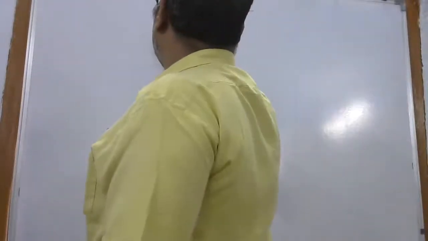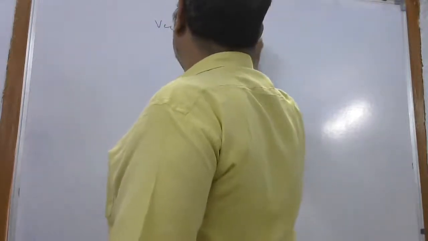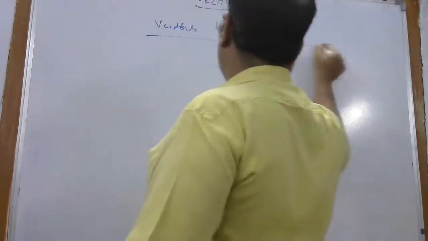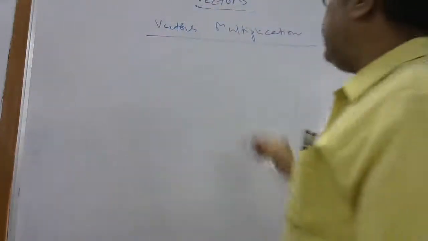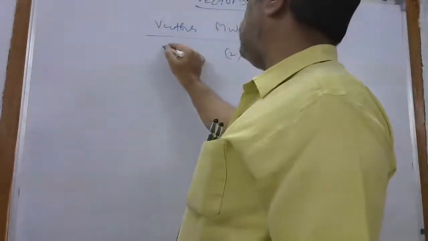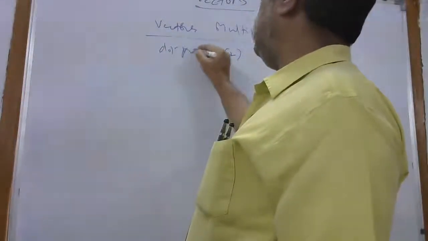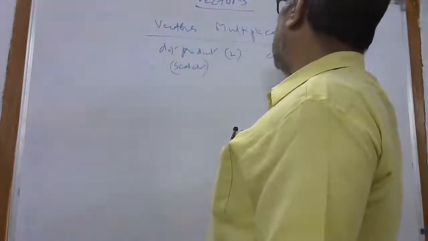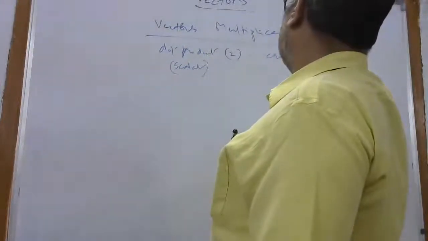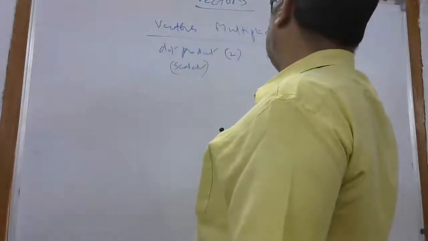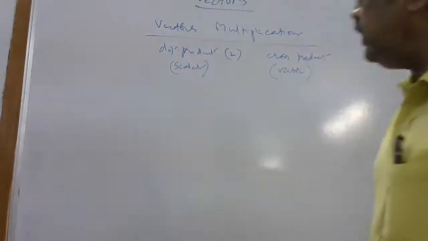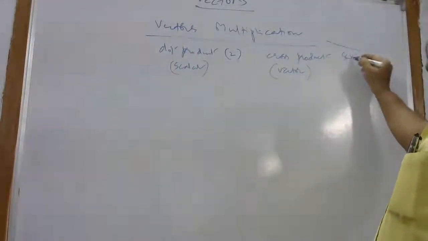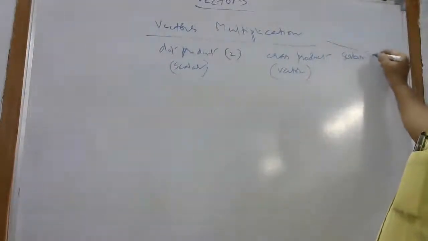Now we'll see multiplication of vectors. Already we have seen addition and subtraction. But for two vectors, there is a dot product, or product of vectors. This is called scalar product because you will get a scalar. Here, cross product, you will get a vector product. And there is one more, which we can call the third case, triple product, but scalar triple product. That is called scalar triple product.